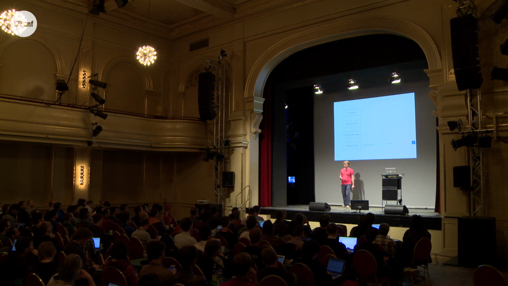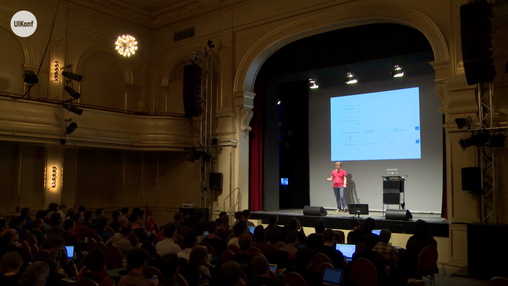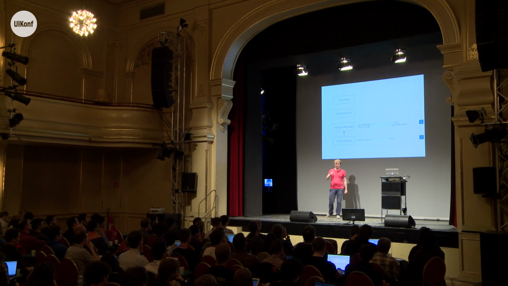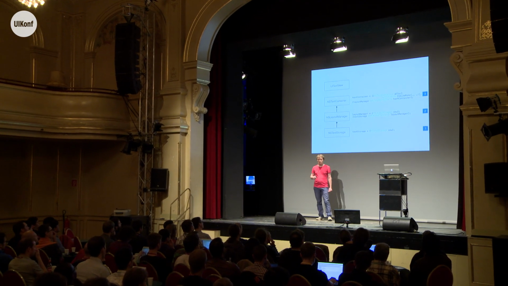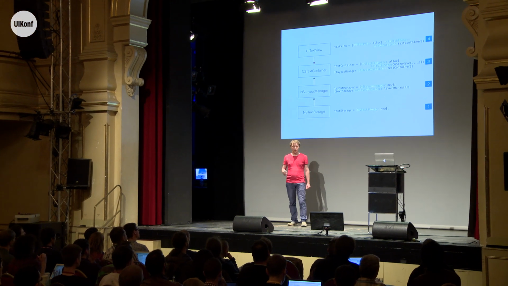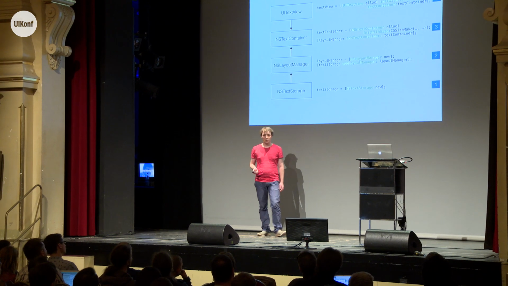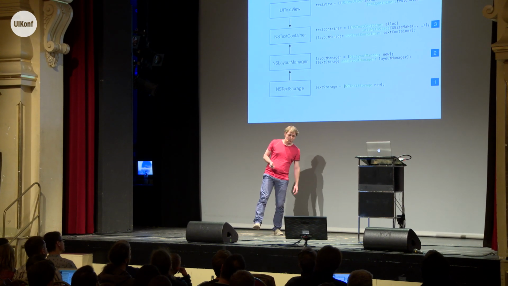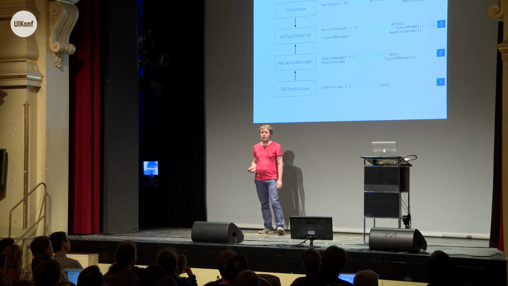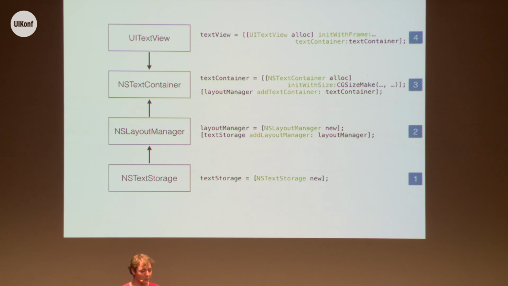All you do is you create a text storage by calling NSTextStorage new. Then you create a layout manager with NSLayoutManager new, and you add the layout manager to the text storage. Then you create a text container and add the text container to the layout manager. And then you create a text view and init it with the text container. That's it. So it's 4, 5, 6 lines of code you would have to write to build a custom text component in iOS 7. That's a very basic, simple setup.